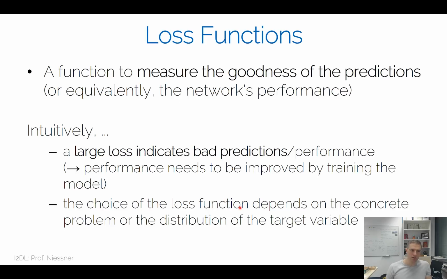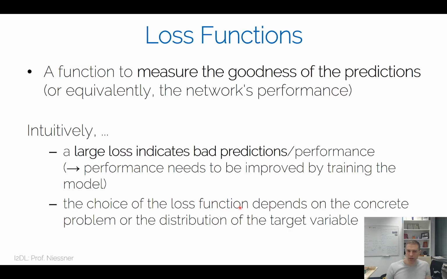A loss function is nothing else but a measure of the goodness of the prediction, or equivalently the network's performance. In other words, we would like to make sure that the predictions the network makes match all our annotations in our training data. Intuitively, a large loss should indicate bad predictions, and performance needs to be improved by training the model further, by running our optimization. We'll see how that works.